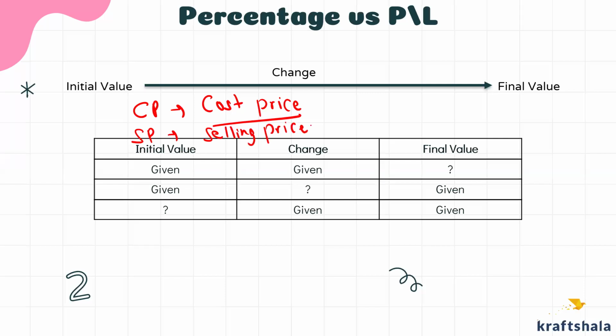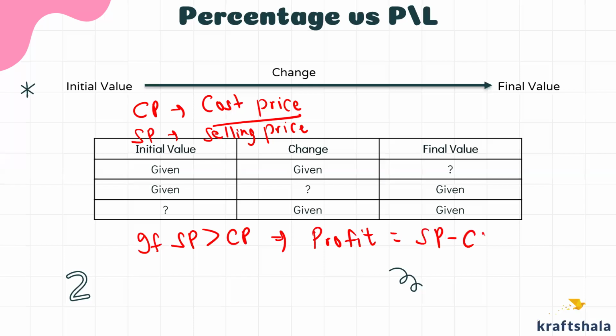Profit and loss is the most important topic in quant. Maximum question generally सीधे आते हैं. Profit and loss, time, speed, distance, time and work. These three topics. Now, CP is cost price, SP is selling price. If your selling price is greater than cost price, that means you are incurring a profit. So profit is nothing but SP minus CP, and loss is nothing but CP minus SP.